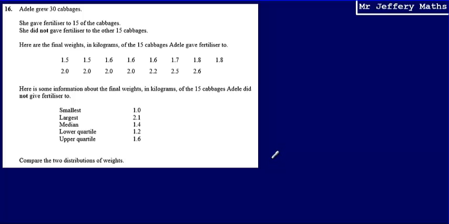This is question 16. Here I'm told that Adele grew 30 cabbages. I'm told that she gave fertiliser to 15 of the cabbages and that she did not give fertiliser to the other 15. Then I'm given the final weights of the 15 cabbages that Adele did give fertiliser to. And then I'm also given some information here about the cabbages she did not give fertiliser to. And I'm asked to compare the two distributions of weights.